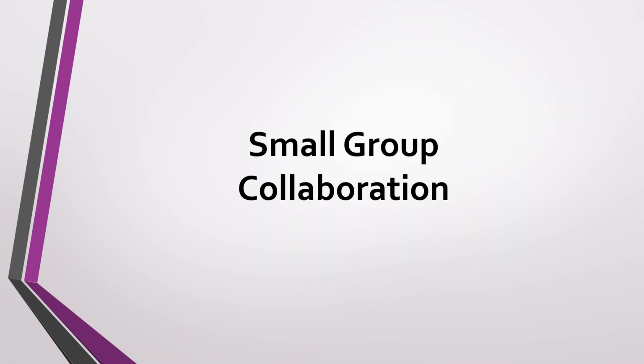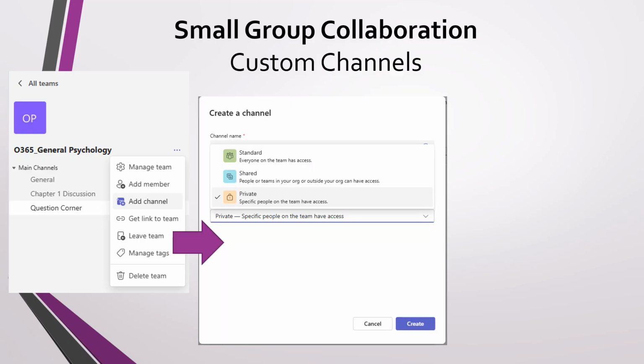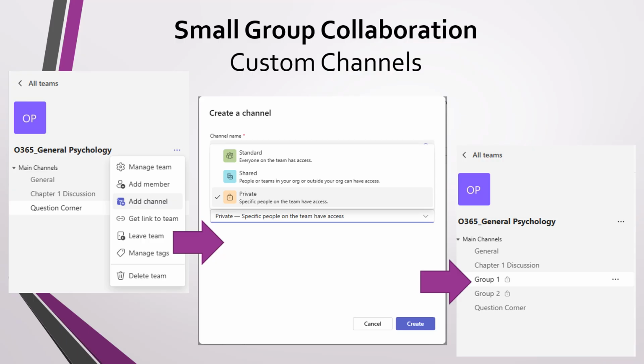Now let's go ahead and review some examples of small group collaboration. Instructors can create small group collaboration by creating custom channels for any kind of projects or group work. So you can label these as Group 1, Group 2, and they act as little private hubs where students can post updates, ask questions, and stay organized within their teams.